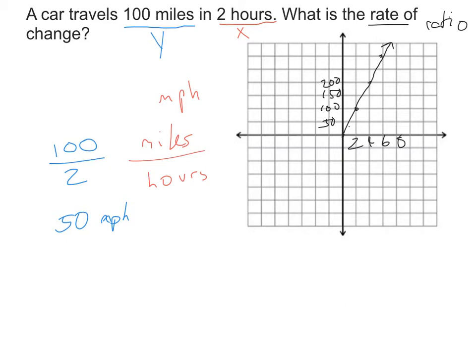So look at how this is represented on our graph. Every time we go over 2, we go up 100. Or every time we go over 1, we go up 50. So I can go over 2 and up 100, or I can go over 1 and up 50. It's the same thing. And because it's a line, it will be the same rate of change the entire rest of the way. So that brings us to slope.